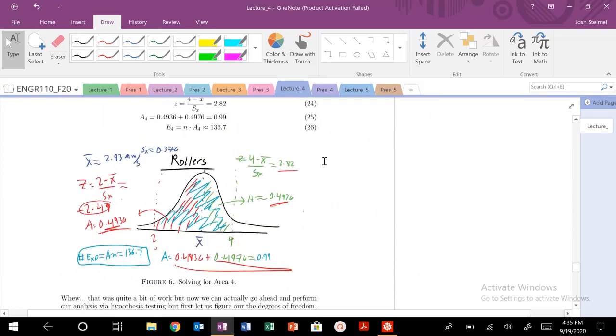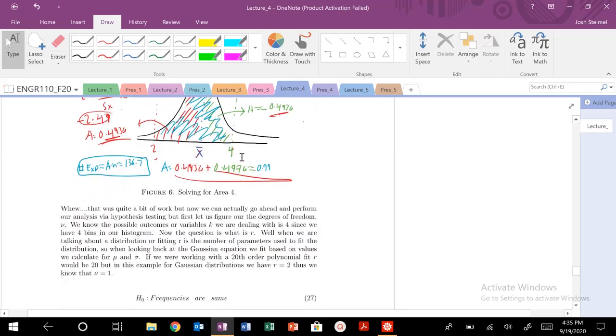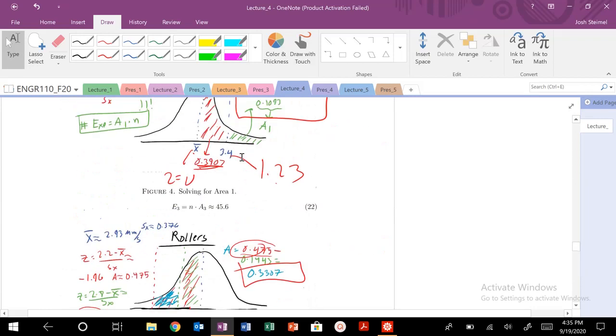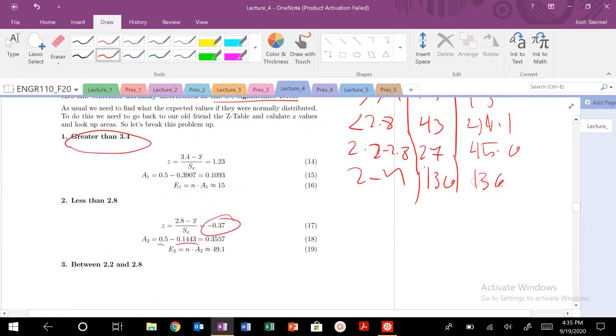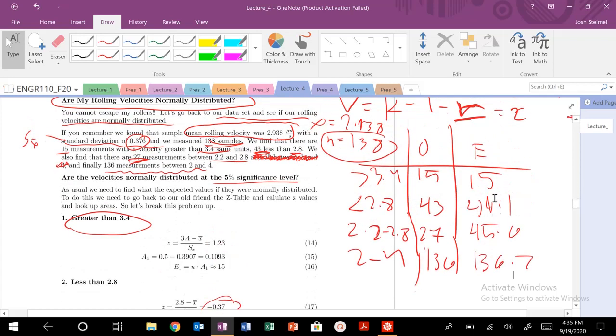So let's look at that. You can kind of see that value right here. So that's the value between that 2 and 4, 136.7. I don't know why I keep saying that. Excuse me, students. So anyways, I have all my observed values.